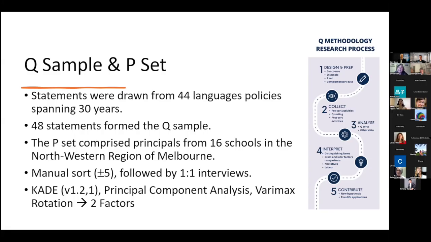48 statements covering a range of themes such as benefits, continuity, language choice, type of program, use of the target language, teachers and time allocation, just to name a few, form the Q sample. The P set comprised principals from 16 schools in the northwest region of Melbourne. This region was selected because it had the greatest number of Italian programs, and this was my primary interest.